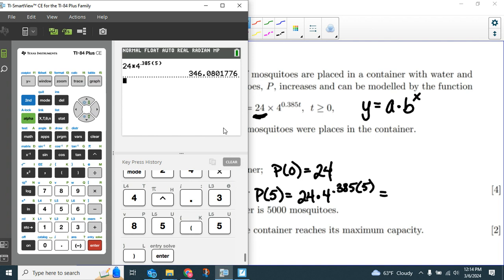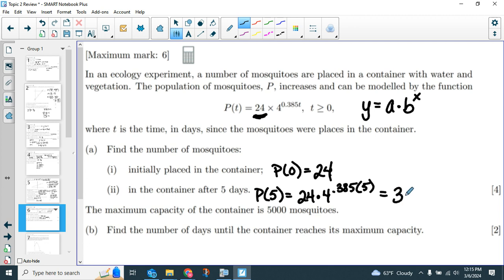346.08. The great thing is here, right? What are we always supposed to round to unless told otherwise? 3 sig figs, right? So with 3 sig figs, this is just 346. It's a nice whole number that way.